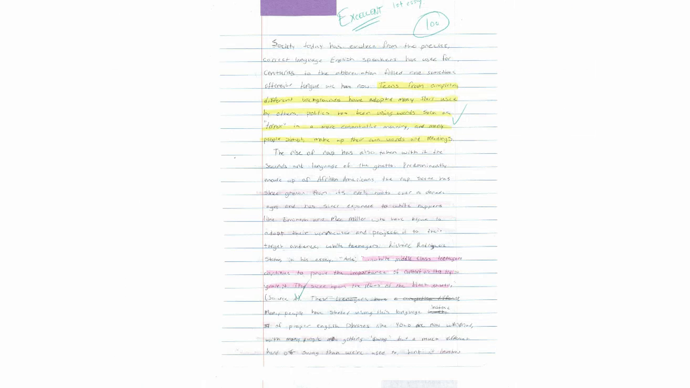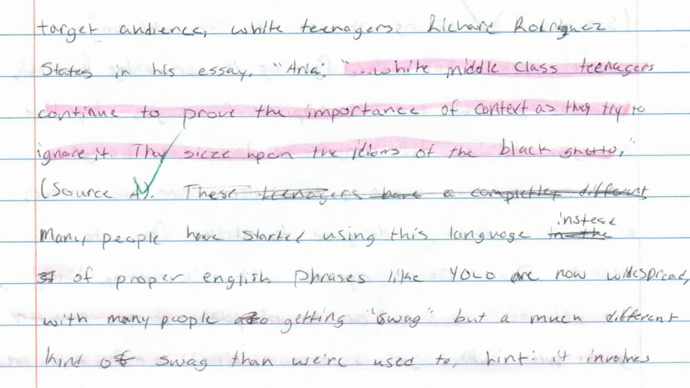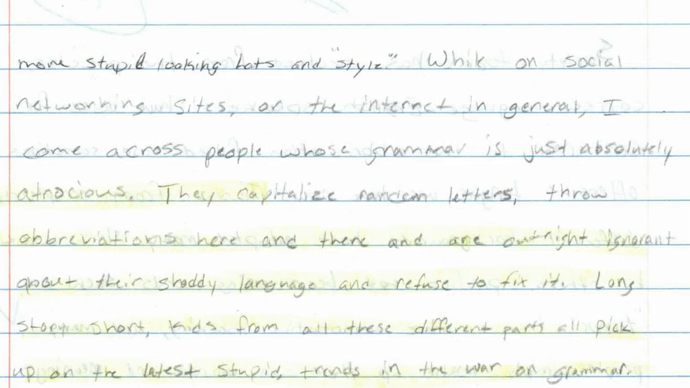Here's another student essay that did a great job on their explanation. And let me point this part out. The quote here: white middle-class teenagers continue to prove the importance of context as they try to ignore it. They seize upon the idioms of the black ghetto. Now, they take this quote and they criticize this quote here, and they analyze this quote a little bit. It says, many people have started using this language instead of proper English. Phrases like YOLO are now widespread, with many people getting swag, but a much different kind of swag than we're used to. Hint, it involves more stupid looking hats and style. So right there, they gave us some context for what they're trying to say. They gave us an example to help us understand what that quote was saying in a larger context.